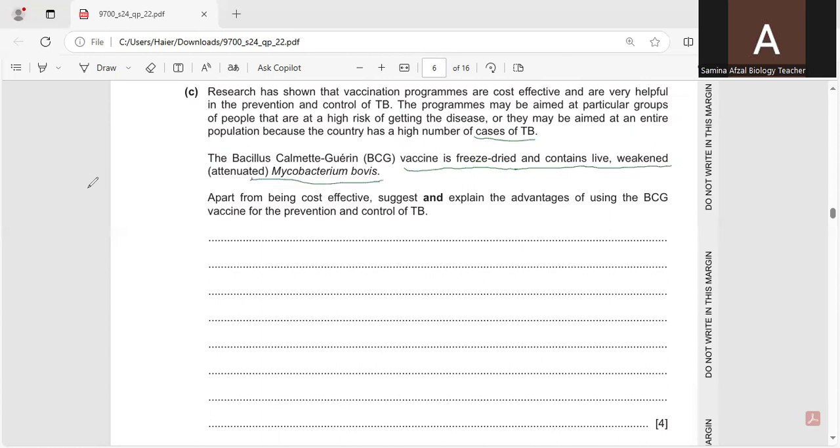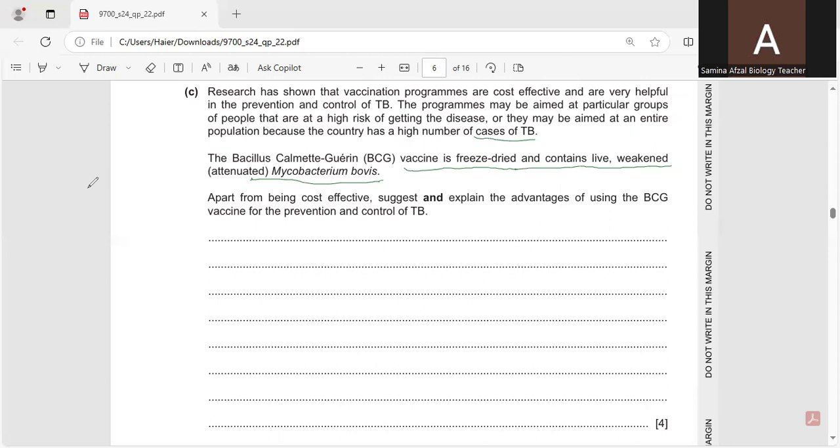A vaccine contains live weakened or dead microorganisms, which are injected. In the body, antibodies are produced against them, and memory cells are also formed. So apart from being cost effective, suggest and explain the advantage of using the BCG vaccine for the prevention and control.